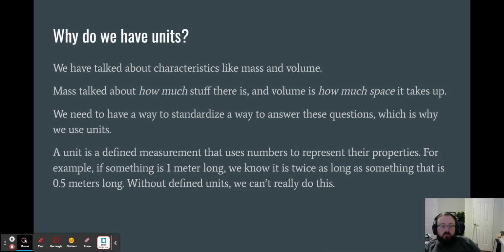So we talked about characteristics like mass and volume when we talk about matter. Mass was how much stuff there is, and volume was how much space it takes up. But how do we actually answer those questions? How much stuff there is? Is there two stuff, three stuff? So that's what we use numbers for. We have defined measurements that are standardized so we know how to compare them to other things.